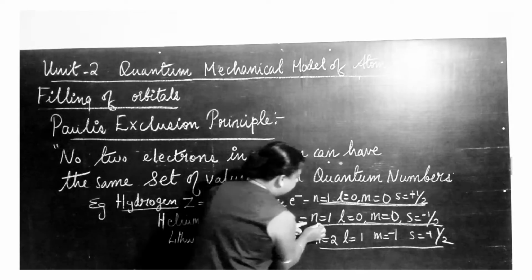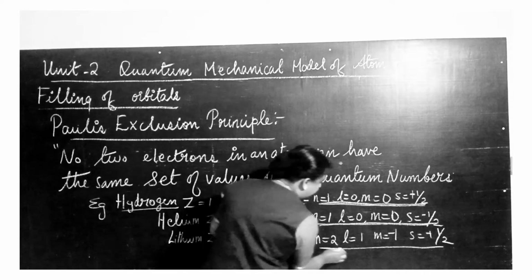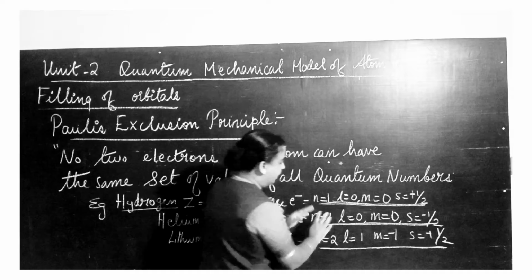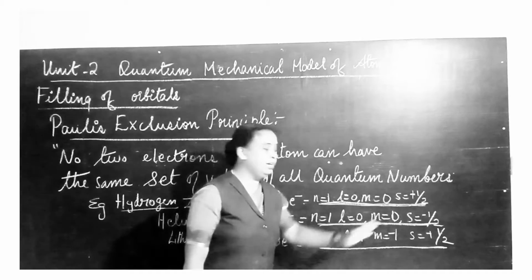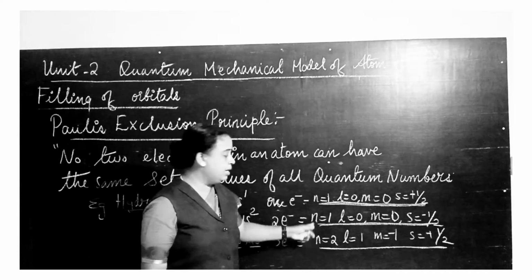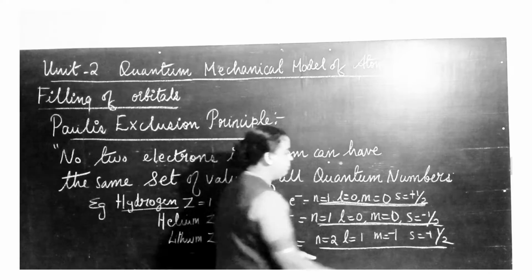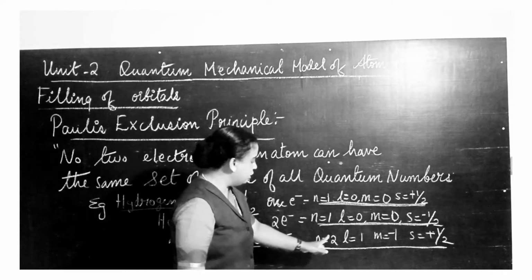Second electron will be having this quantum number, and the third electron will be having this quantum number. Now, when you compare the values, are they similar? No, all the quantum numbers are different. So, first electron quantum number is different from second electron quantum number, and second electron quantum number is different from third electron quantum number.